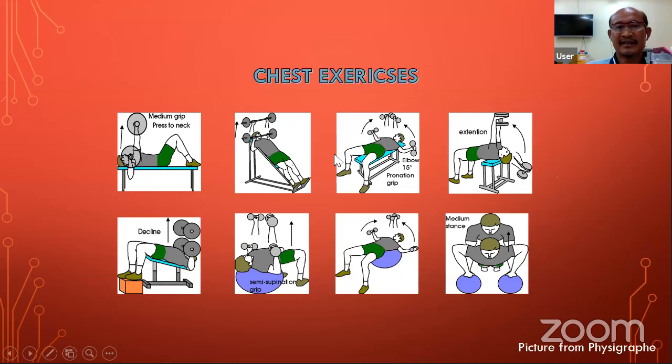This is the chest exercise. You do it with the dumbbell, barbell. You do it with the unbalanced ball, gym ball. You do flat bench, incline bench. You can do decline bench. It depends on the location of the muscle you want to train.